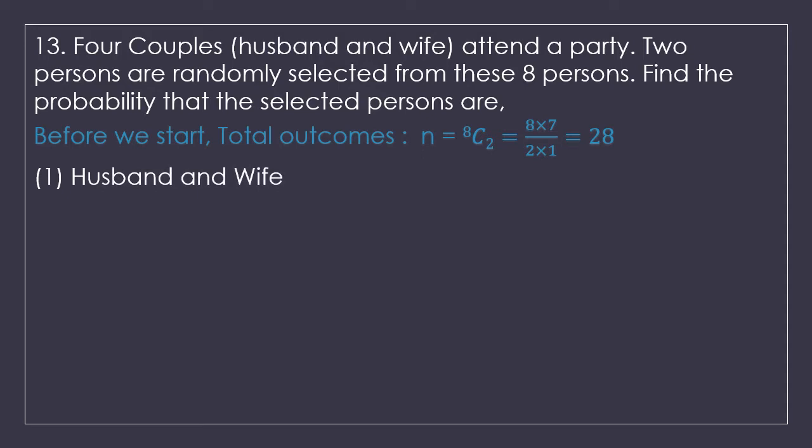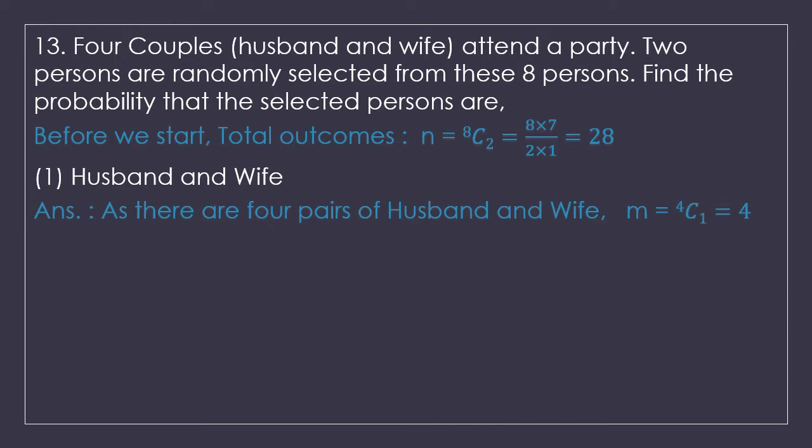Now when we talk about husband and wife, we can also say that they are a couple. So when we are selecting a couple, we already have four options. So out of four couples, we will be selecting one couple. Out of four pairs of husband and wife, we will be selecting one pair. So the combination here for the favorable outcome will be 4C1, that is 4. Four pairs selecting one couple, so 4, and the probability will be 4 upon 28, simplified into 1 upon 7.